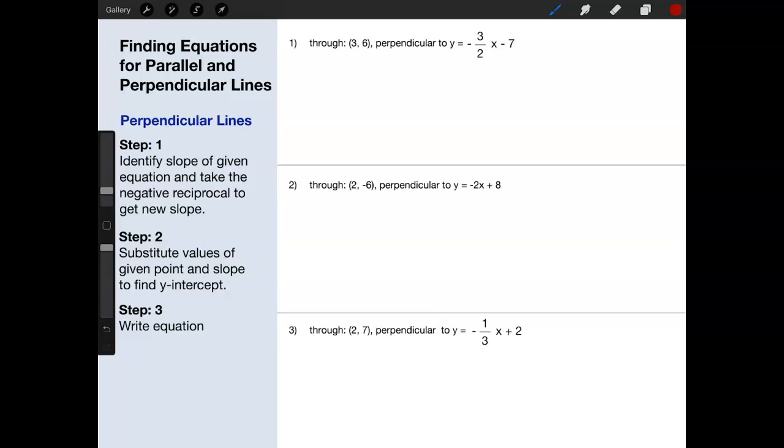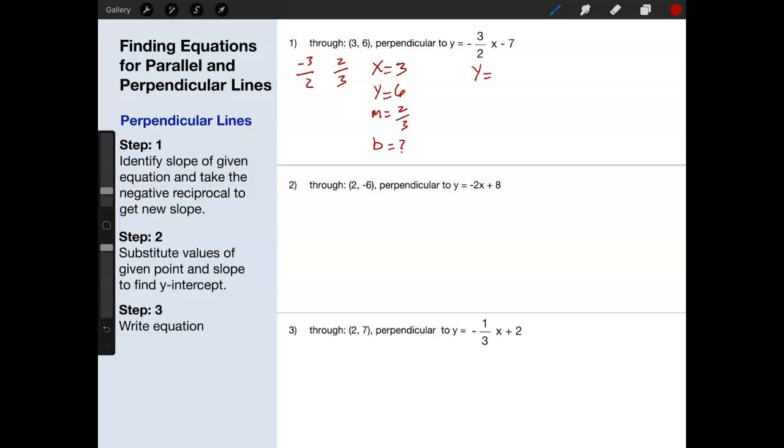Example 1. Write a line perpendicular to y equals negative 3 over 2x minus 7, passing through point (3, 6). First, we need to find the new slope. I like to write the slope down, negative 3 over 2. The negative reciprocal of negative 3 over 2 is positive 2 over 3. Now, similar to the procedures we followed for parallel lines, I list my givens. X equals 3, y equals 6, m, which is our new slope, equals 2 over 3. We want to find the new y-intercept.